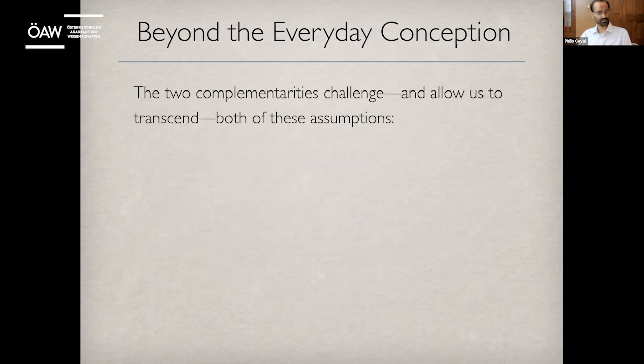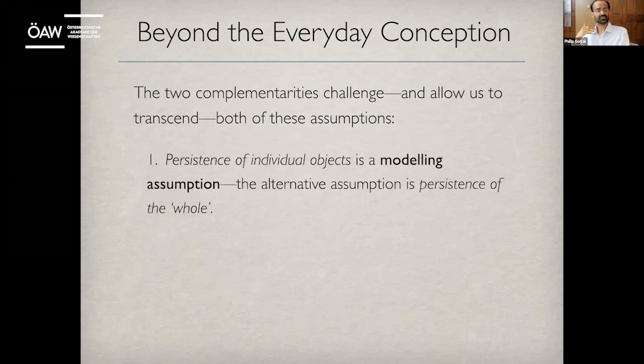And so what I would say is that the two complementarities, the Bohr complementarity and the complementarity I'm positing here, really challenge both of these deeply rooted assumptions, and also allow us to transcend them in a controlled way. So the persistence of individual objects, according to the view I'm putting forward here, is a modeling assumption. It's not a fact of the matter. It's a modeling assumption that we add on top of bare observations. And there's an alternative assumption which is at least conceptually credible, which is that the only thing that persists is some whole, some abstract system, if you like. And the detections are simply a manifestation of that.